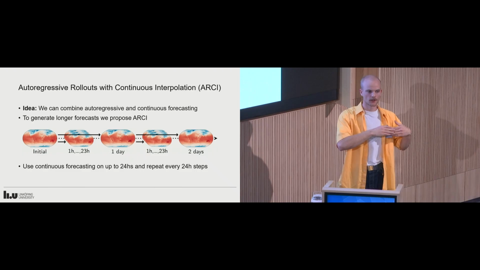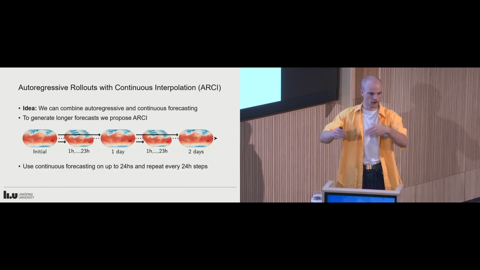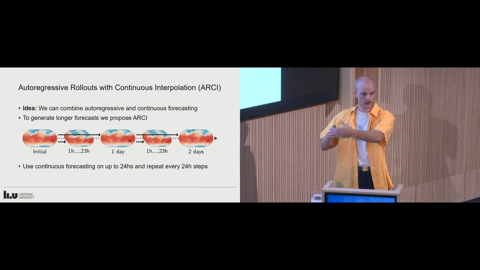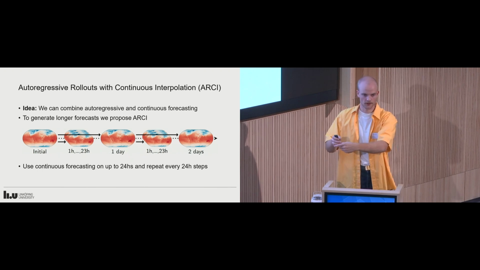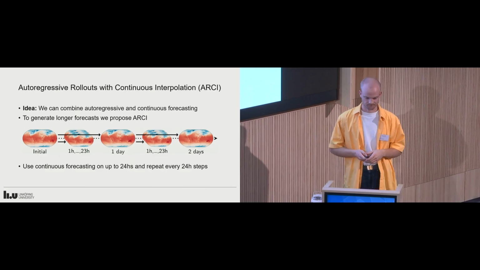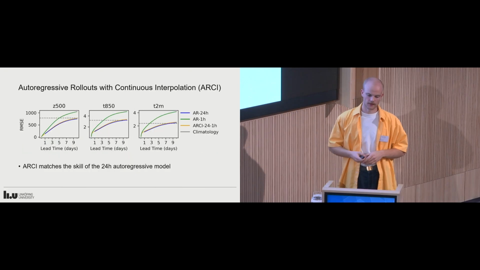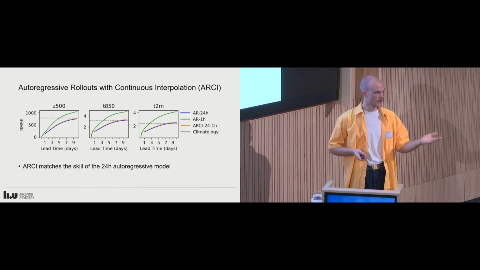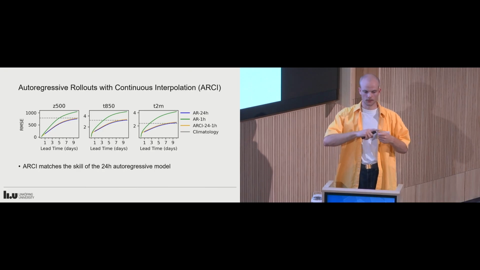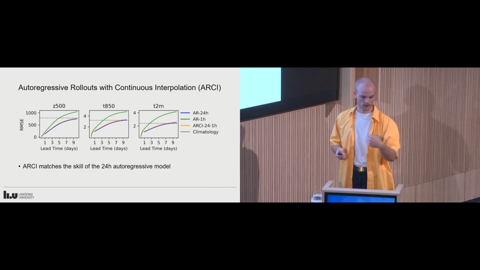You use continuous forecasting on the first 24 hours, and then you start over with this 24-hour forecast as the new initial condition, and then you do continuous forecasting again. And so when you do this, and we're really proud of this result, you can show that you can actually match the skill of the 24-hour purely autoregressive one, while still having good performance on the 1-hour resolution.